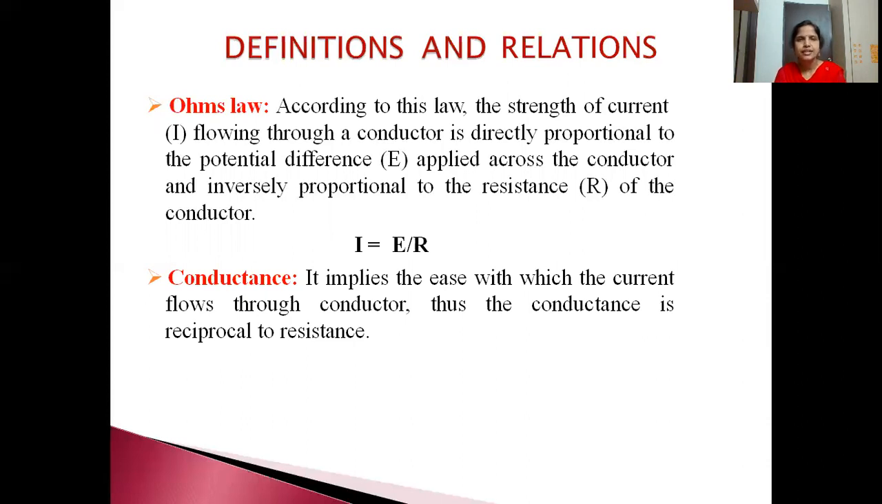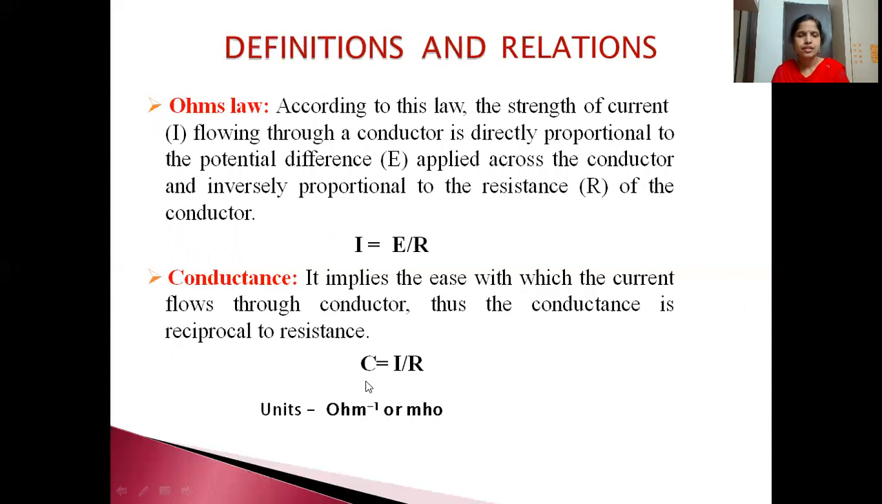And always this conductance will be reciprocal to the resistance. If resistance is less, then the current flows into the conductor very easily. If the conductor is having more resistance, then the conductance will be less. So C is equal to 1 by R. C is the conductance and R is the resistance. And the units will be ohm inverse, because the unit for resistance is ohm.